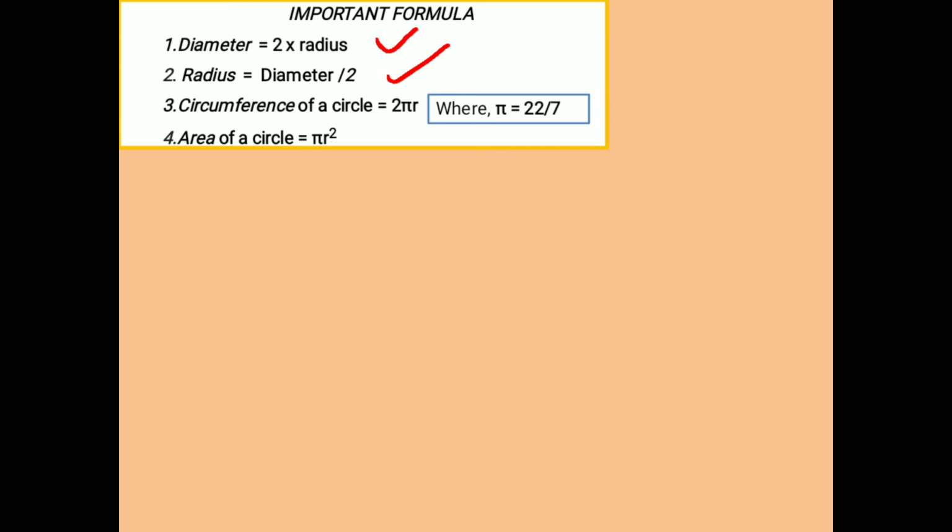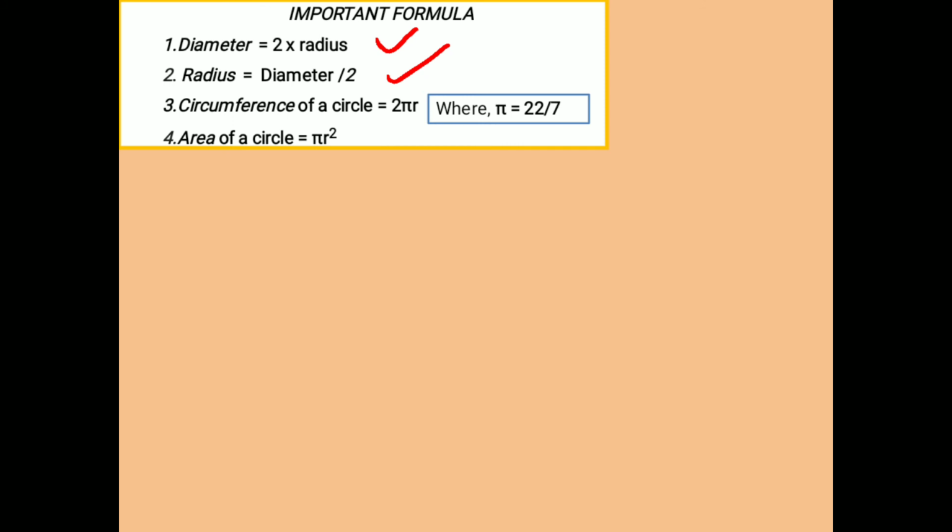Circumference or perimeter of a circle can be calculated using the relation C is equal to 2 pi r. C means circumference and pi has a fixed experimented value, that is 22/7, or you can even use the number 3.14 in place of pi.